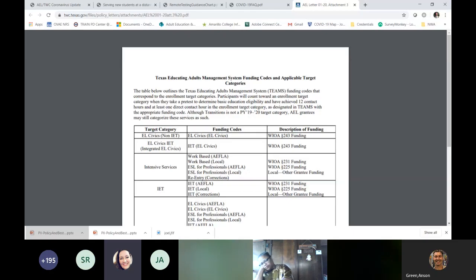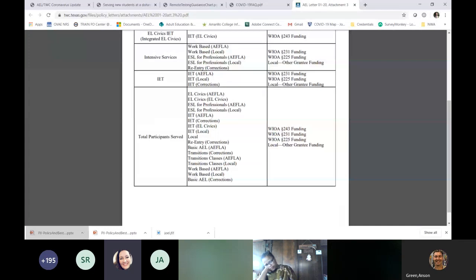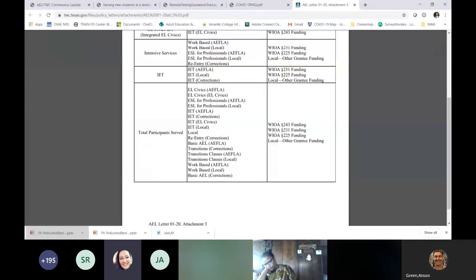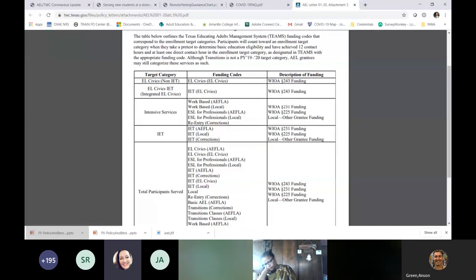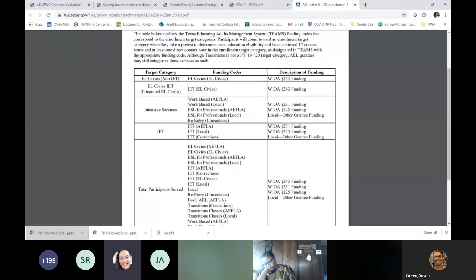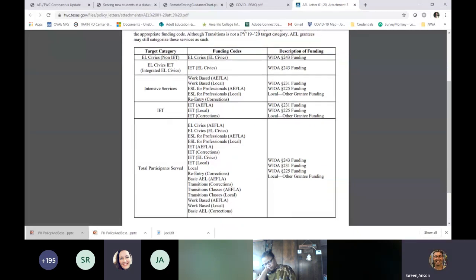So we didn't put it in a drop down because different grantees only utilize specific fund codes. Some of you utilize a lot of them, some of you not as many. And so we wanted to make this a little bit more specific. So in that particular column, you will be utilizing these fund codes, and you will just type in whatever fund code is applicable for that student.